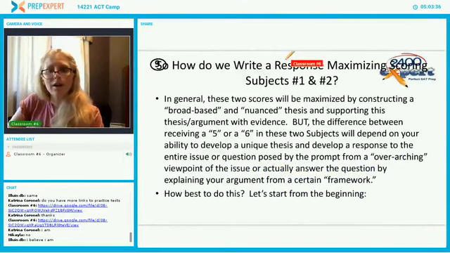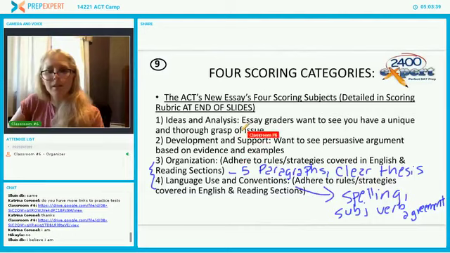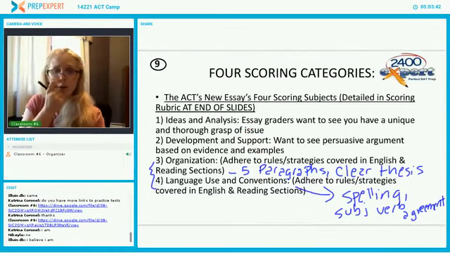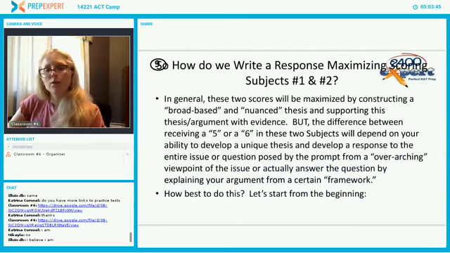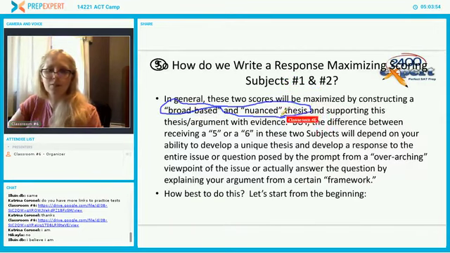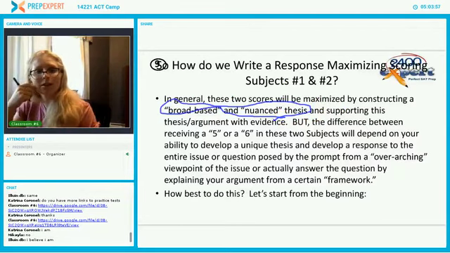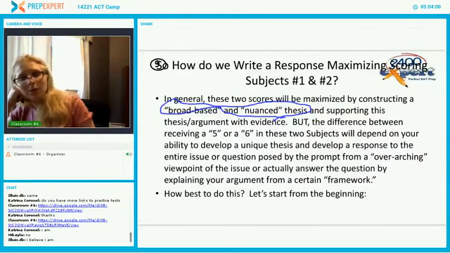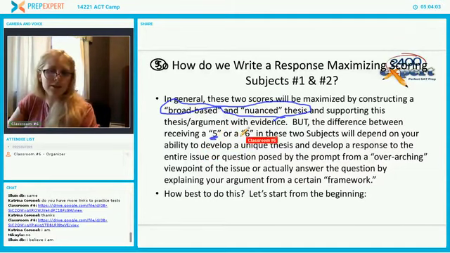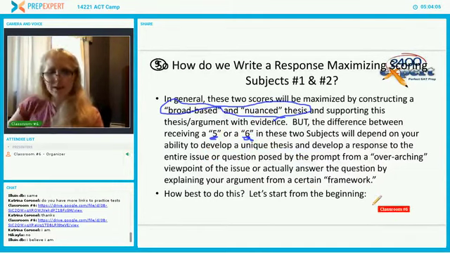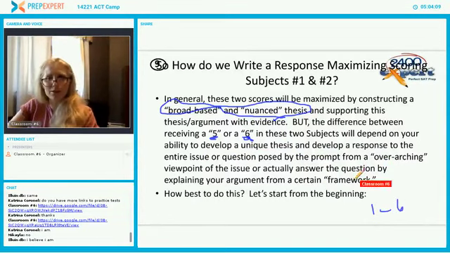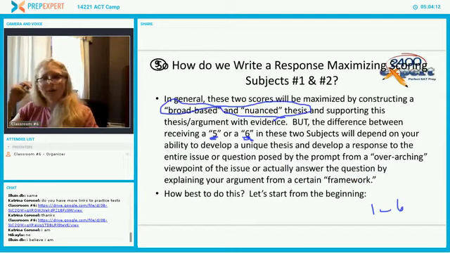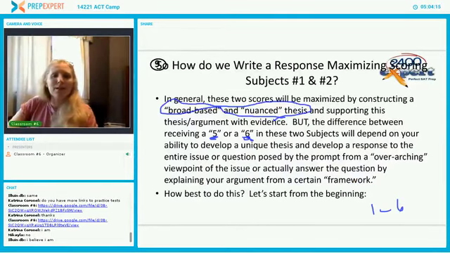Okay, so how do we write a response maximizing the ideas and analysis and the development and support categories? In general, these 2 scores will be maximized by constructing a broad-based and nuanced thesis. So this is going to be sort of our theme for the essay, broad-based, nuanced. And supporting this thesis or argument with evidence. But the difference between receiving a 5 or a 6, so basically all the sections are graded, I think, on a 1 to 6, and then somehow it becomes a score out of 12. I don't know, it's kind of weird. But basically, think of a 5 as a really good score and a 6 as a perfect score.